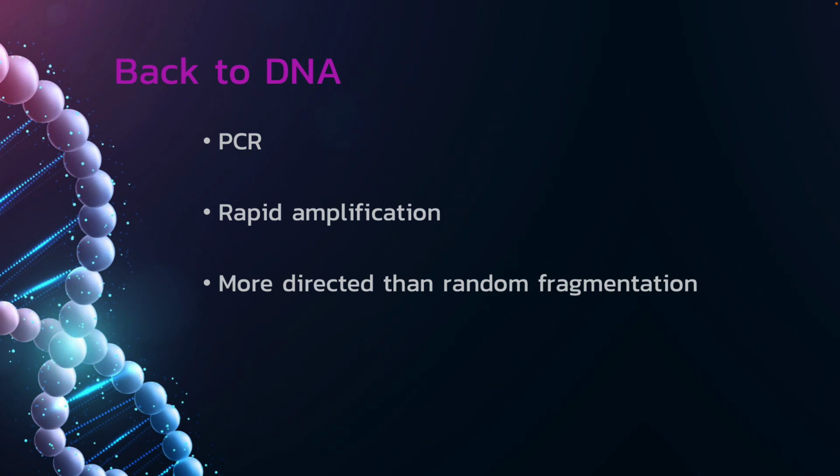So instead of randomly shearing DNA into pieces and hopefully you get the right size, it contains the right thing you want, with PCR, theoretically, you should be able to amplify the exact sequence you want and have billions of copies of it after the reaction is over.